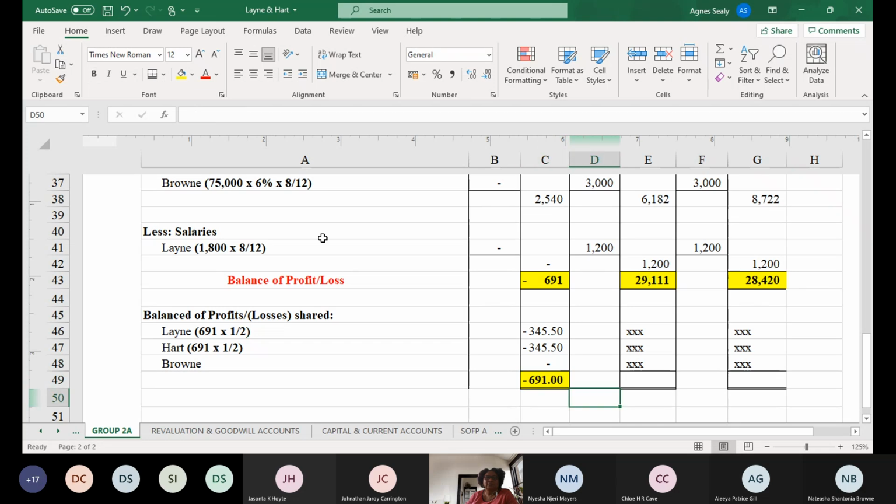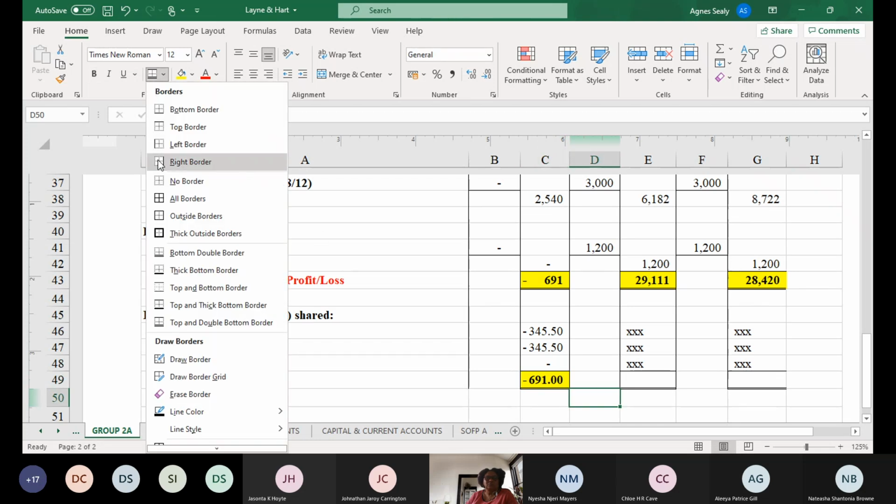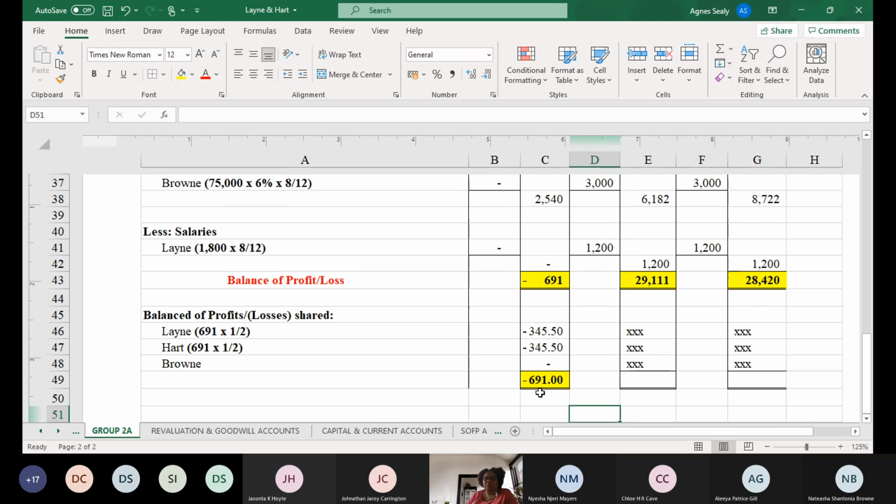Right, so negative sign. So 691. Then let's look at the new for Layne and Brown. Hart is not getting anything on the new, so we don't have to worry about him. We have to look at Layne and Brown. Go back to your note 1.